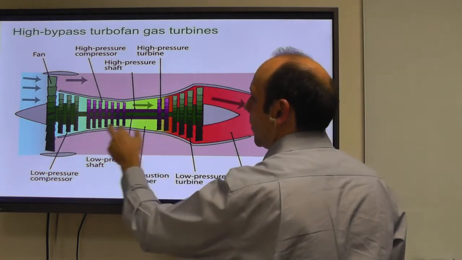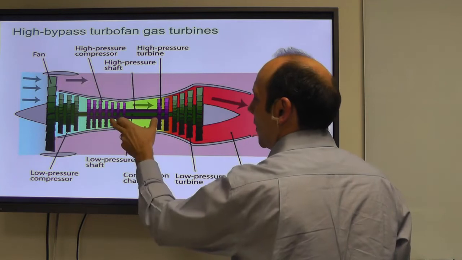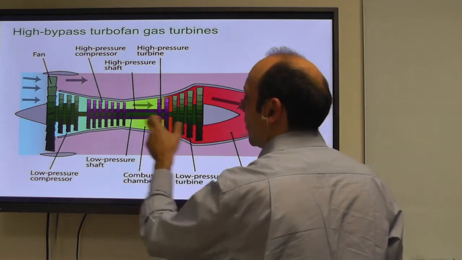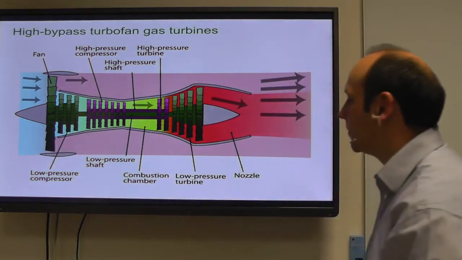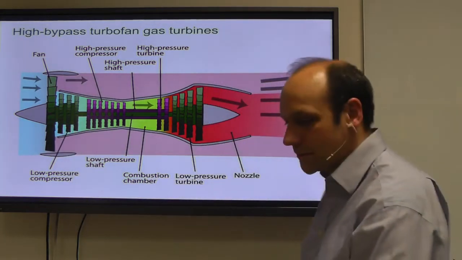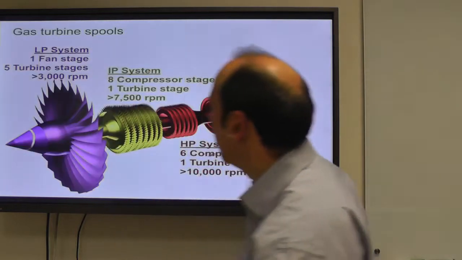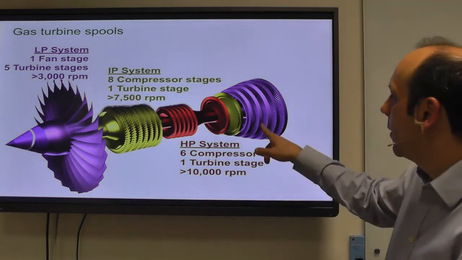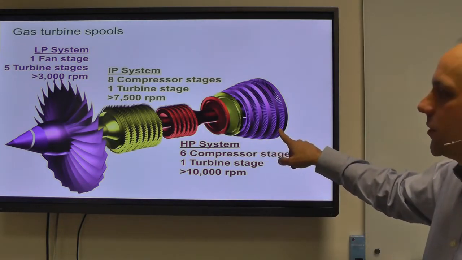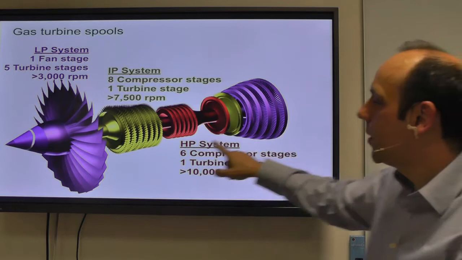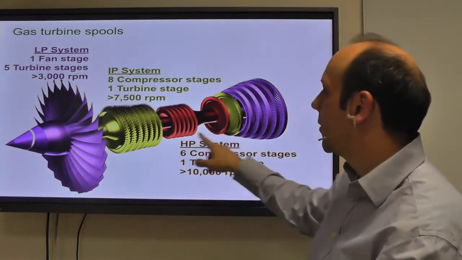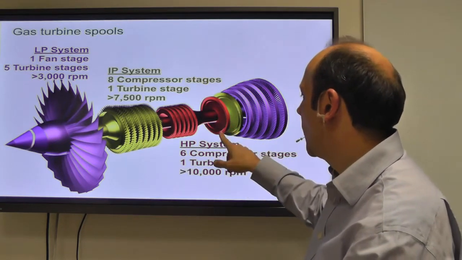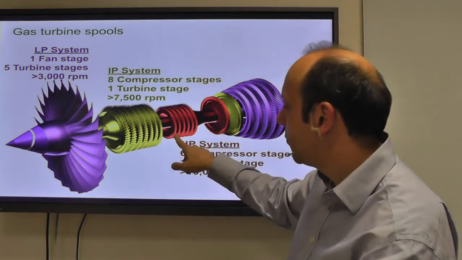So the high pressure turbine drives the high pressure compressor on one shaft, and then on an inner shaft to that we have a low pressure turbine which drives the fan. And that's it. That's the design of the engine. Here for the Trent XWB, here's how it's laid out. So you have all of these low pressure turbine stages driving the fan, this one stage of the turbine driving the IP, intermediate pressure system, and the high pressure turbine there driving the high pressure compressor.